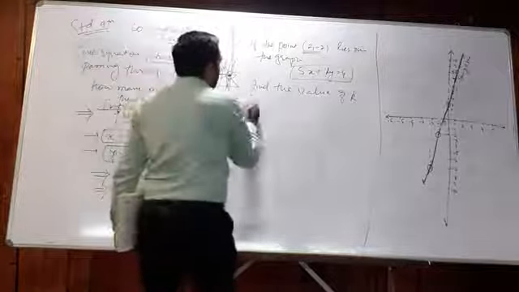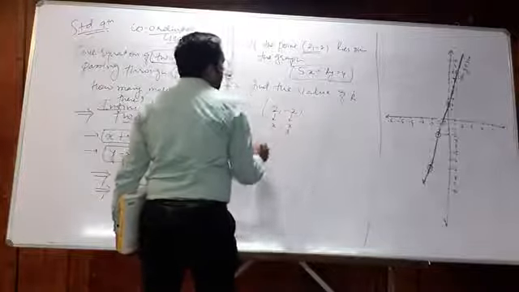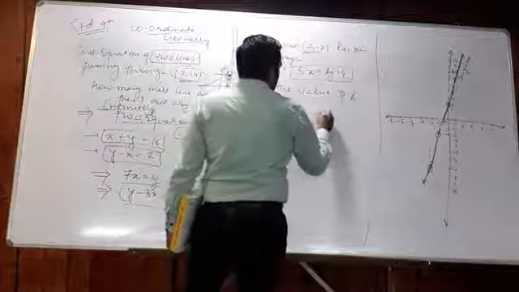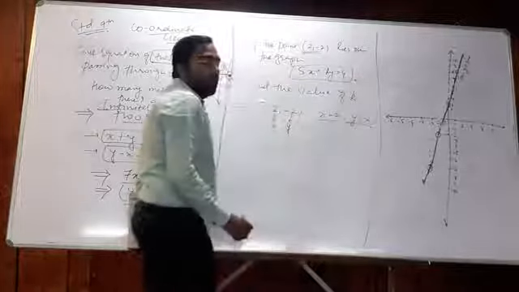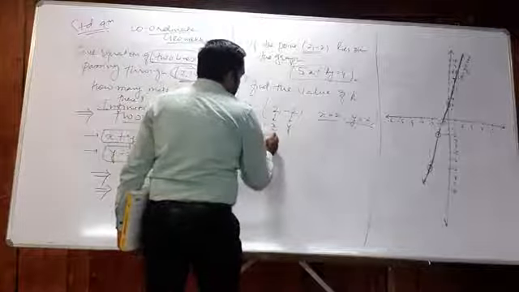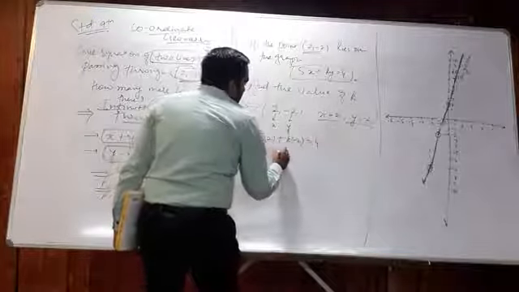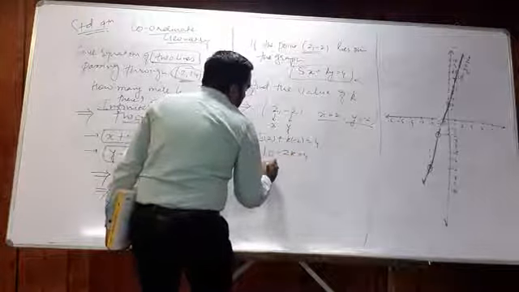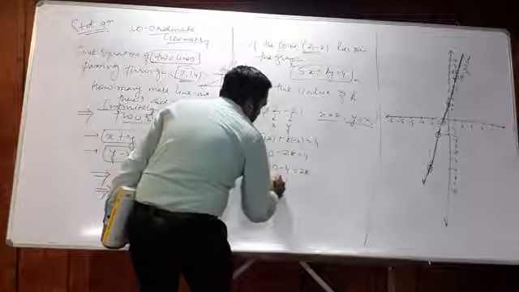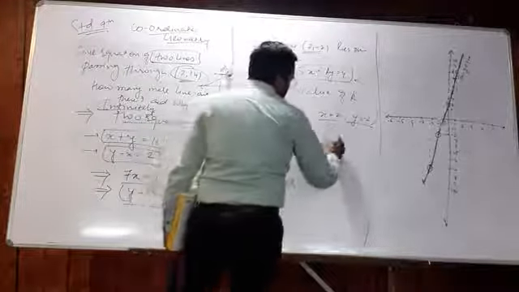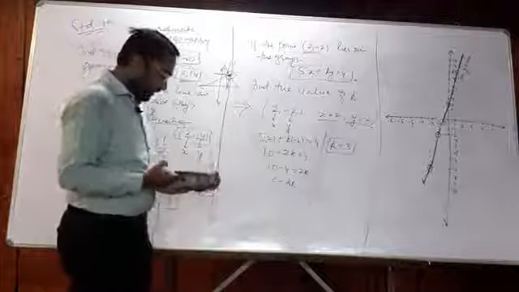For the given point 2 comma minus 2, 2 is the value of x and minus 2 is the value of y. So I will take x equal to 2 and y equal to minus 2. Now I will put the values in 5x plus ky equal to 4. Therefore 5 into 2 plus k into minus 2 equal to 4. 5 2s are 10, minus 2k equal to 4. Therefore 10 minus 4 is 6 equal to 2k. So k is equal to 3. My value of k is 3. Clear students?